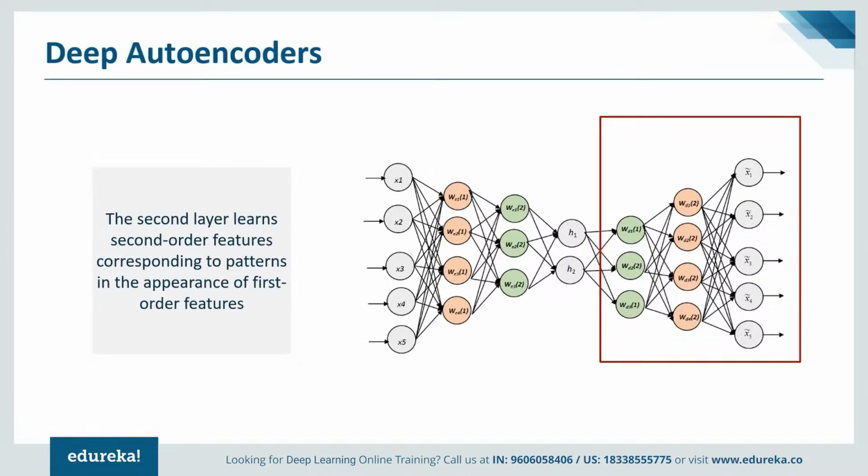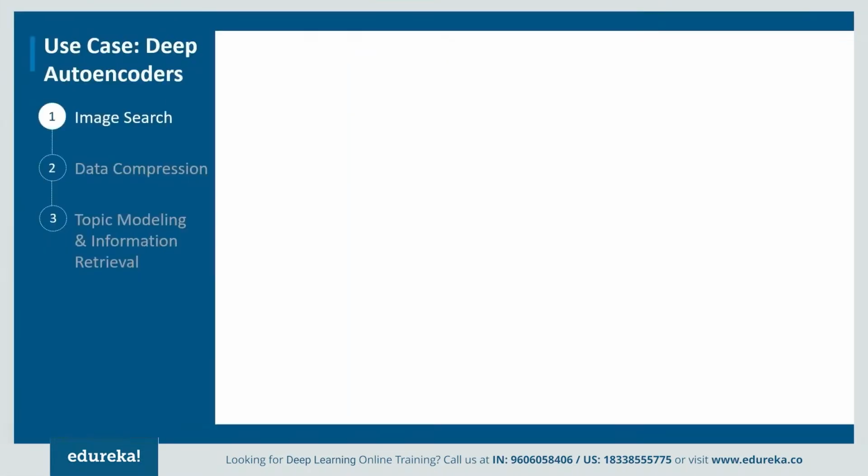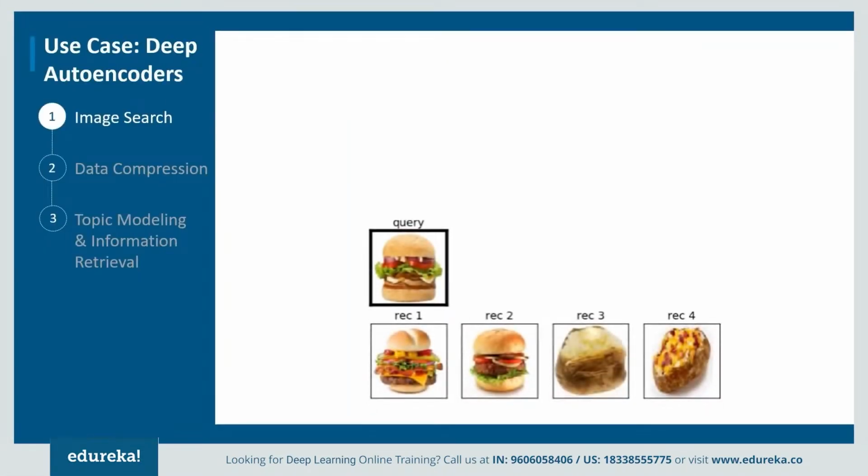To put everything together, we need additional layers to be able to handle more complex data, such as the data we use in collaborative filtering. So let's have a look at some of the use cases of deep autoencoders.